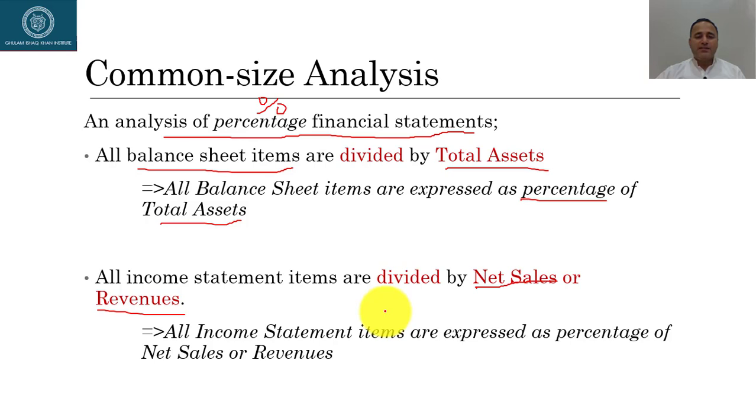So common size analysis, I repeat, for the income statement is when you divide all income statement items by net sales. So in the balance sheet, we divide everything by total assets. In the income statement, we divide everything by net sales.